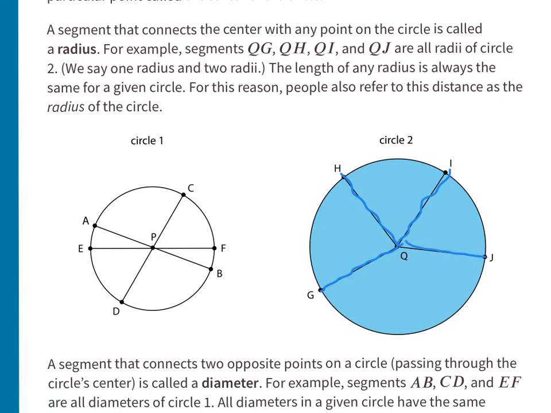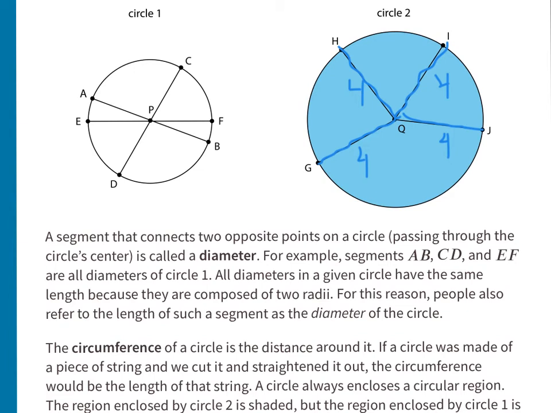Now we say, or circle 2. We say that one radius is and 2 radii. So if we have more than one radius, the plural is radii. Okay? So those are all radiuses or radii of the circle. The length of any radius is always the same for the given circle. So if QG is 4, that means QH is 4, QI is 4, and QJ is 4. For this reason, people also refer to the distance as the radius of the circle. So you could say the radius of circle 2 is 4.